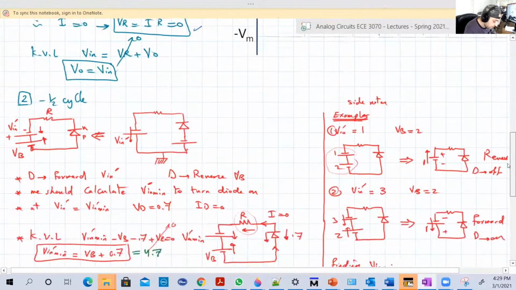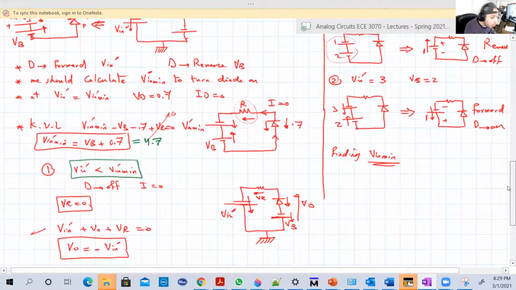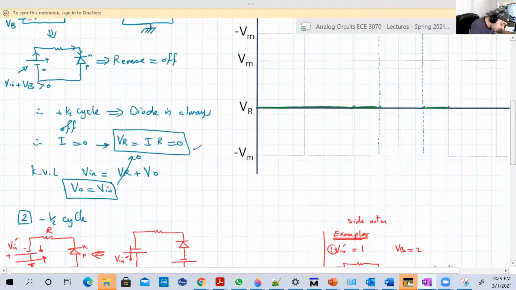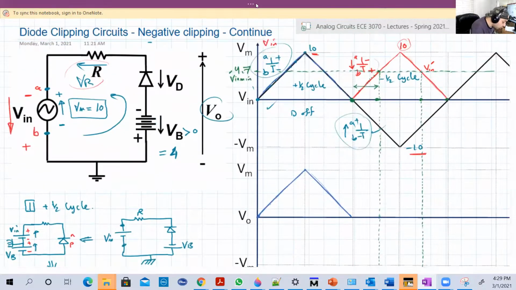How about VO? VO is equal to minus V input. So let's see how we're going to do that. So we go to blue now.